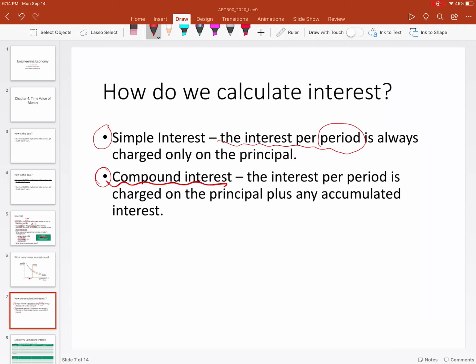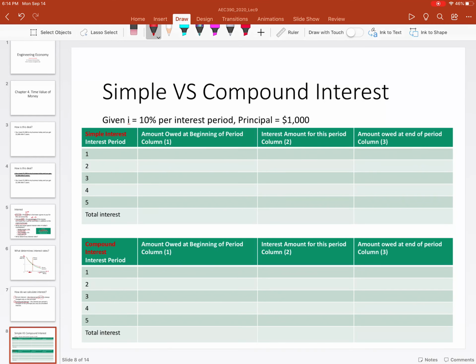Think about that. From the beginning when you borrow the money, after every period, you will have the initial amount plus some interest. And based on that, you will have a new interest. So it's like rolling a snowball. It's getting bigger and bigger because the base for calculating that interest is bigger and bigger. Okay, this might sound very abstract now, so let's take a look at an example.